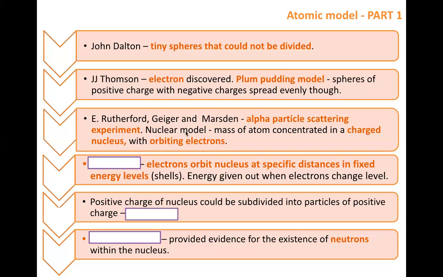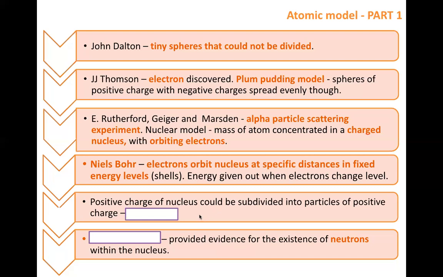Now, Rutherford, Geiger, and Marsden did the alpha particle scattering experiments, and here they came up with the nuclear model, where the mass of the atom is concentrated in a nucleus that has a charge, with electrons orbiting around it. So now we're moving towards the model that we have now. Next, we have Niels Bohr, who discovered that electrons orbit the nucleus at specific distances in fixed energy levels or shells. He also said that when electrons change level, energy is given out, and that can be used for useful things.